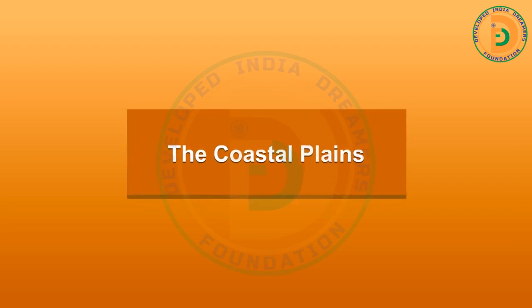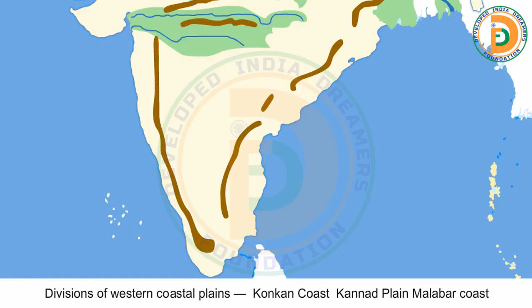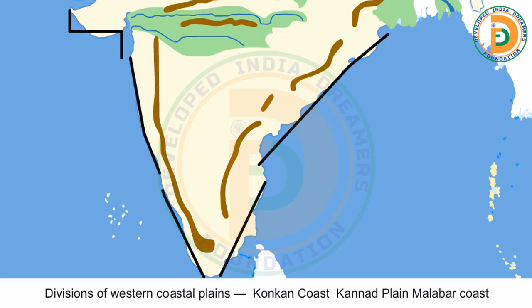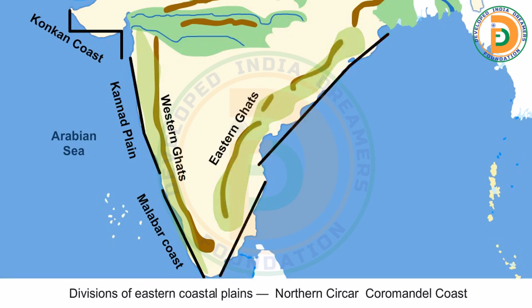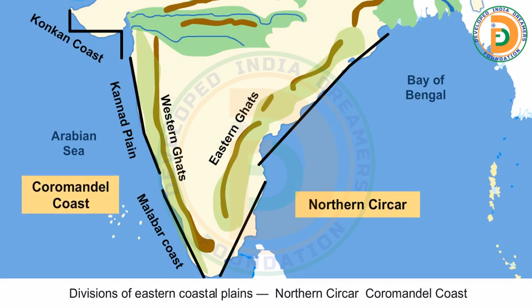The coastal plains. There are narrow strips of coastal plains on either side of the peninsular plateau. The narrow western coastal plain lies between the Arabian Sea and the Western Ghats. It is divided into 3 parts, the Konkan coast, the Kannad plain and the Malabar coast towards the south. The eastern coastal plains along the Bay of Bengal are relatively broader and level. Its northern part is called the Northern Circars and the southern part is called the Coromandel Coast.